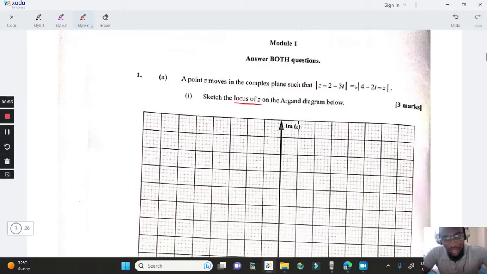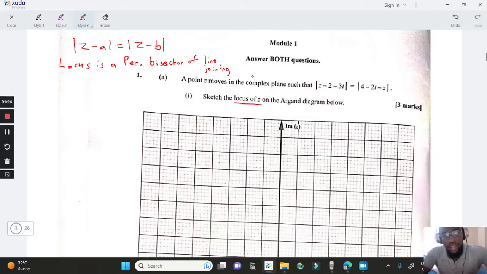You have to remember when it's in this form, the locus is a perpendicular bisector of the line connecting point A to B. Once it's in the form magnitude of Z minus A equal to magnitude of Z minus B, then the locus is a perpendicular bisector of the line, and remember it's of the line joining A to B.